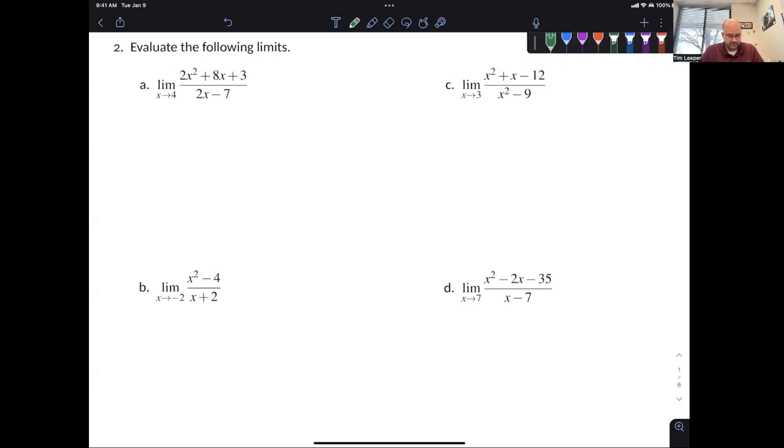Hello, everyone. This is question 2 on the extra review here. You can use this again to help you with the review that you have.